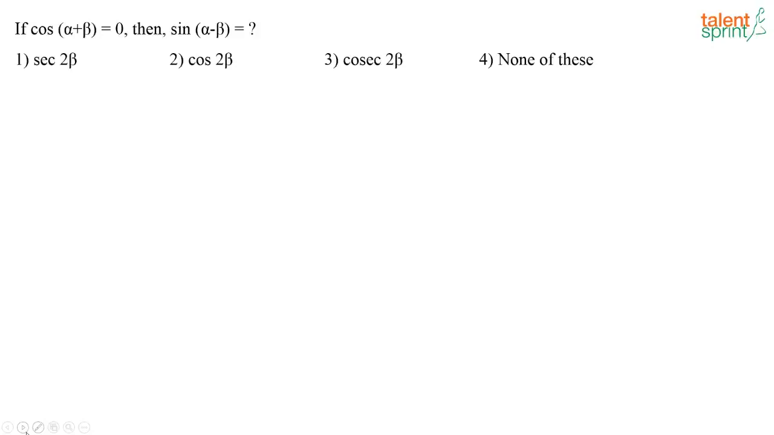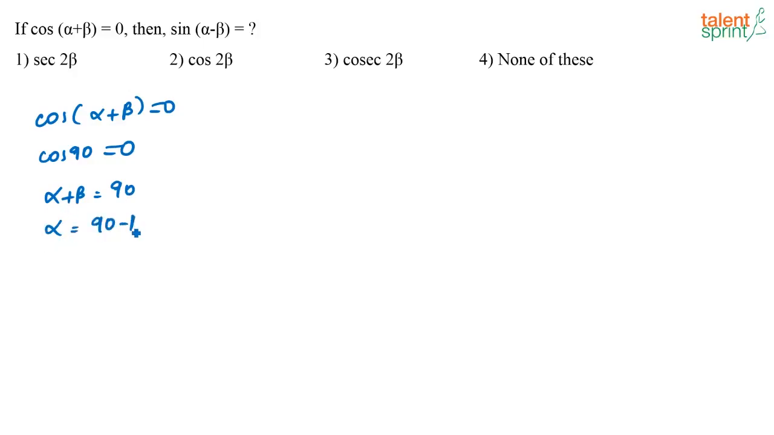Let me share my screen. First question. Cos of alpha plus beta is equal to 0, then what is sine of alpha minus beta? How will you solve this? Cos of alpha plus beta is equal to 0. We know that cos 90 is equal to 0, so I can say alpha plus beta adds up to 90. That's why the answer is becoming 0. So alpha plus beta is equal to 90, or alpha is equal to 90 minus beta.